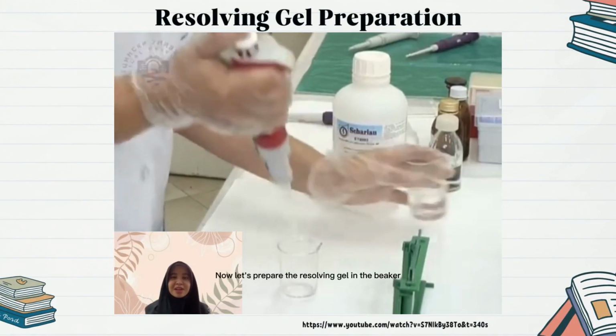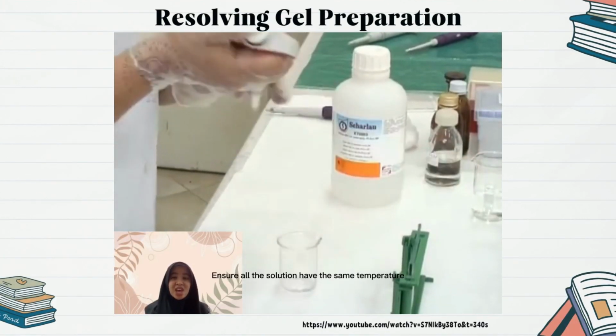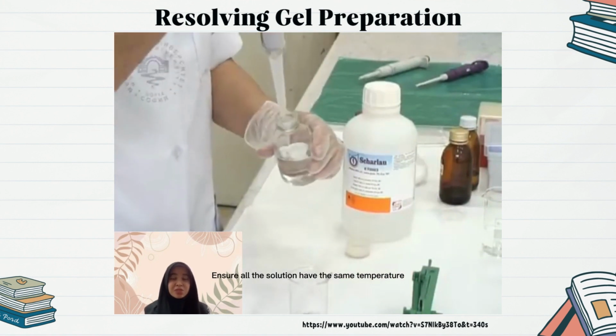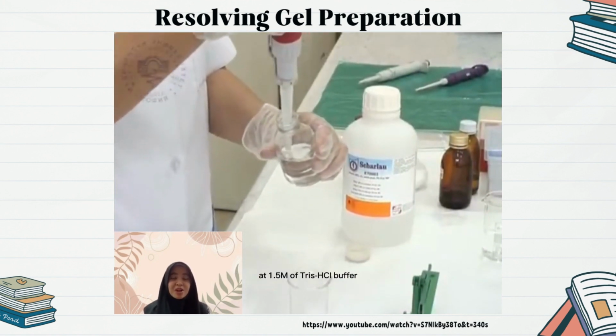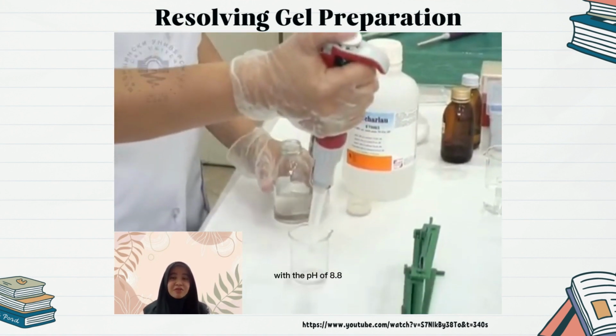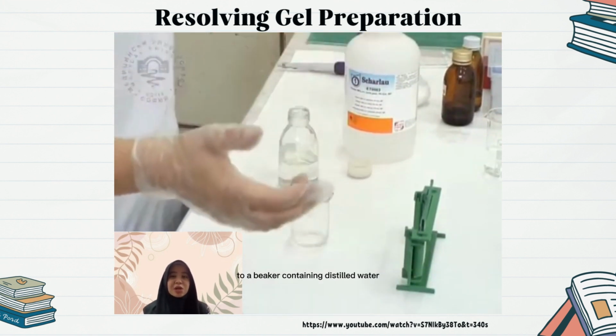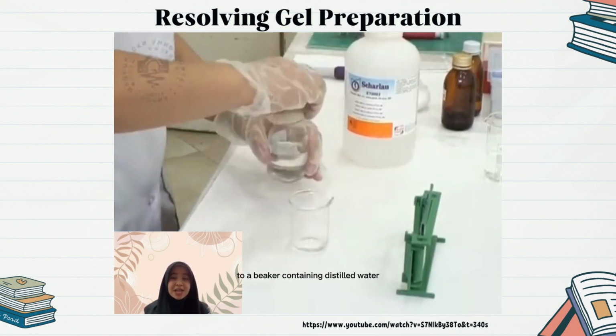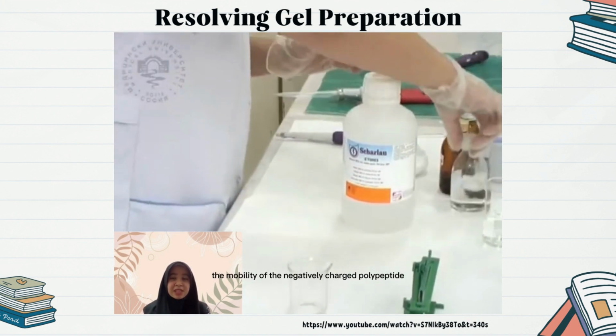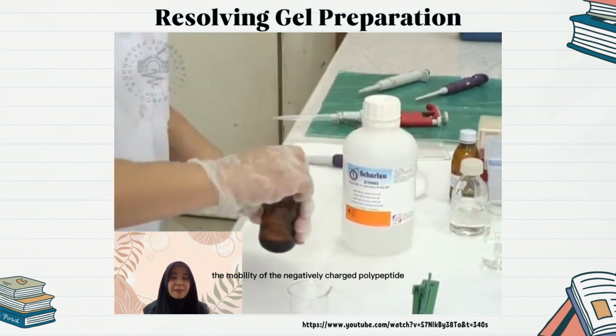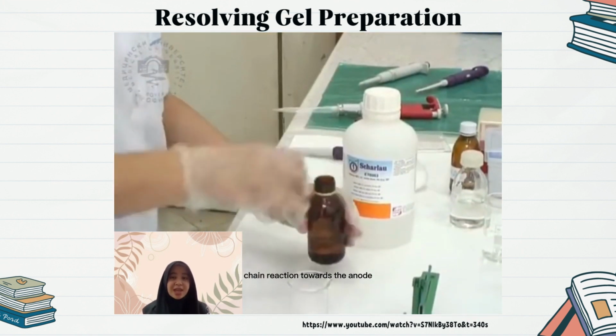Now let's prepare the resolving gel in the beaker. Ensure all the solutions have the same temperature. Add 1.5 molar of Tris hydrochloride buffer with the pH of 8.8 to a beaker containing distilled water. The pH ensures the mobility of the negatively charged polypeptide changes in reaction towards the anode.